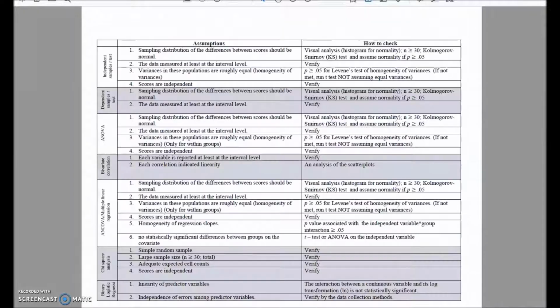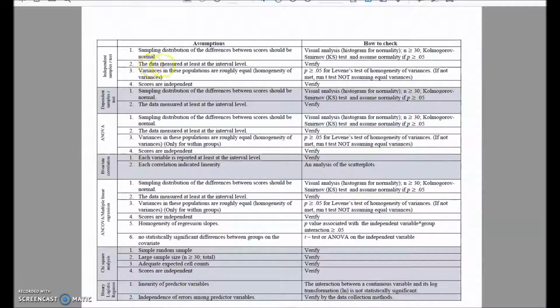So the first thing we have to do is to make sure that the assumptions for this test are met. So let's go back to our assumptions chart. There are 4 assumptions when we are doing this. First assumption is that the sampling distribution of differences should be normal. So they should have normality. And there are 3 ways of finding out the normality. First way is the visual analysis. Second is whether your n is greater than or equal to 30. And then the next is the KS test, which is the Kolmogorov-Smirnov test. It is a mouthful, so I will just call it the KS test.